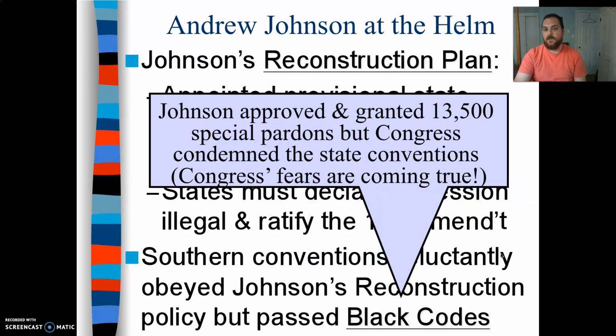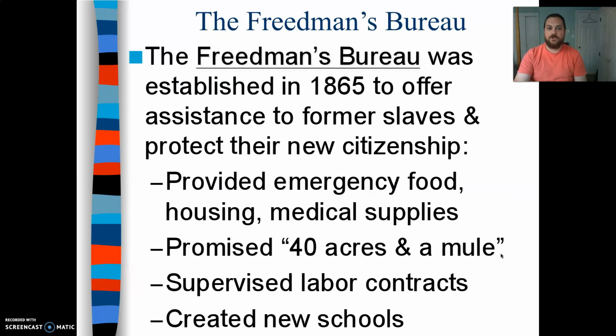Johnson approved and granted over 13,000 pardons, but Congress said these state conventions were not what they had envisioned. You'll read that in your book. So in the South, the Freedmen's Bureau was established. It was a federal program. It was meant to protect these new citizens, these former slaves. It gave them food, emergency housing, medical supplies.